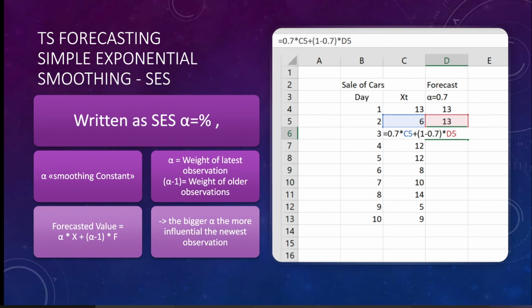Now, as a last easy forecasting method, we have simple exponential smoothing, which is written as SES with alpha equals the percentage. Now, alpha is the smoothing constant. And the idea of it is that alpha is the weight of the latest observation. So we use alpha to decide how much importance we are going to put on our last observation, and how much importance we are going to put on our forecast. And yeah, the bigger alpha, the more influential our newest observation will be, so the more weight it will have.